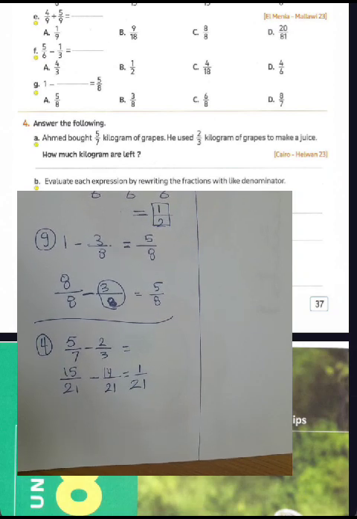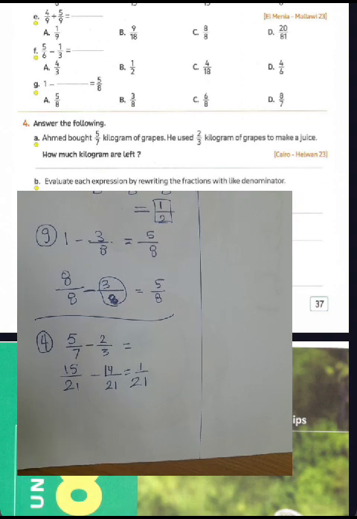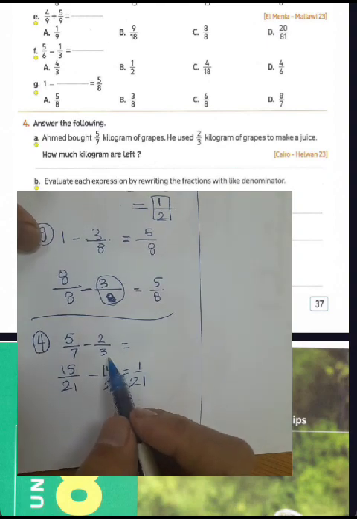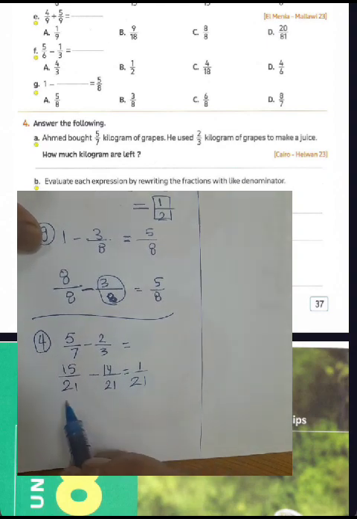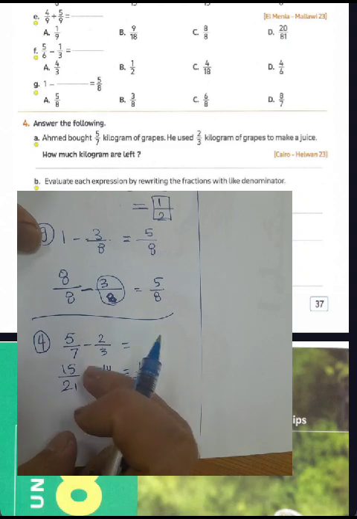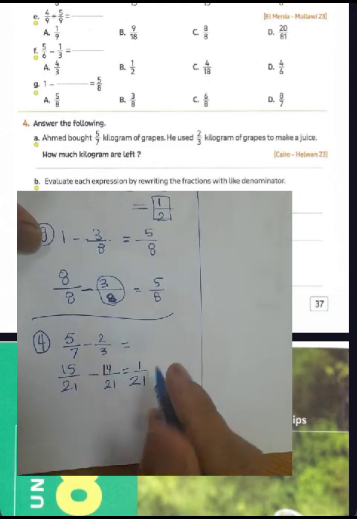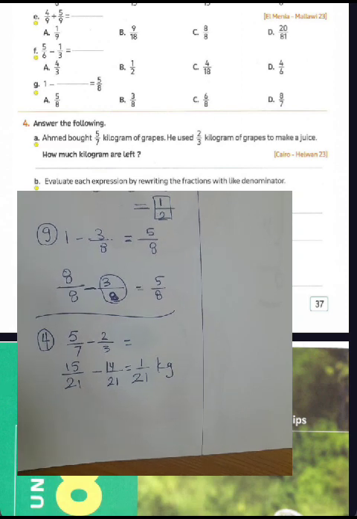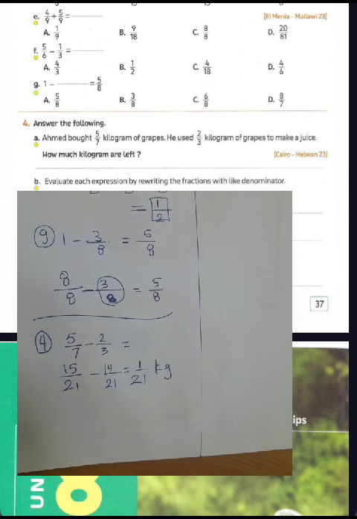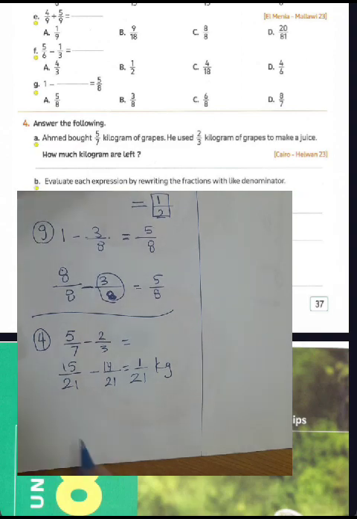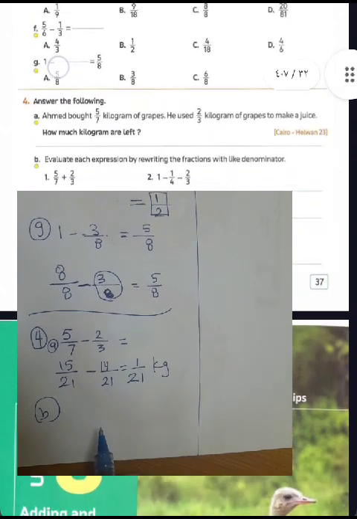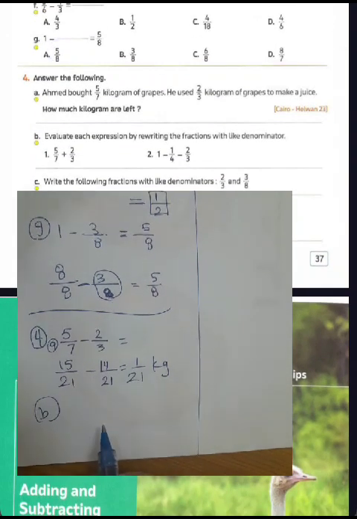Understood? The result will be what? 5 over 7 subtracted by 2 over 3. 3 times 5 equals 15, 7 times 2 equals 14, the difference is 1. And the result will be 1 over 21 kilogram. This is what is left with him. Okay, that was letter A. Letter B: Evaluate each expression by rewriting the fractions with like denominators.